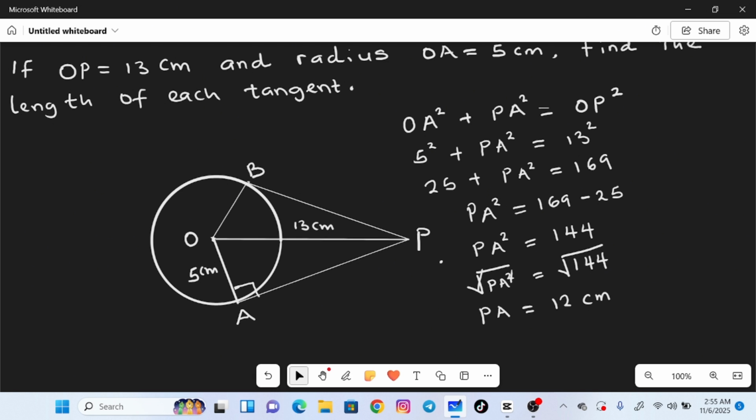But by the two tangents from a point theorem, we know that PA equal to PB. So PA equal to PB, which is equal to 12 centimeter.